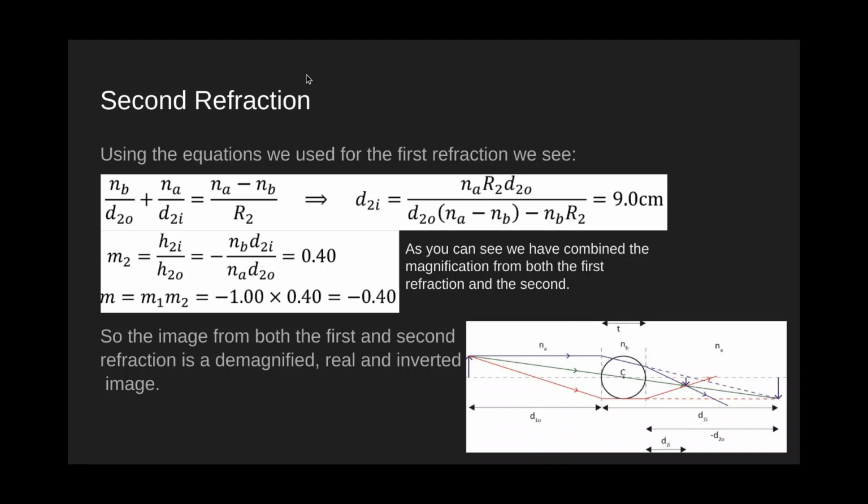And what we do with magnifications, we can just multiply them together because they both apply equally. So we get M1, which was -1, times M2, which was 0.4, to get minus 0.4. This gives us the final image created from both sides of the lens, the left and the right hand side. So from the object through the lens, we get an image which is demagnified, so it's smaller, it's real, so the image we are seeing does exist, and it is inverted, so it's upside down.